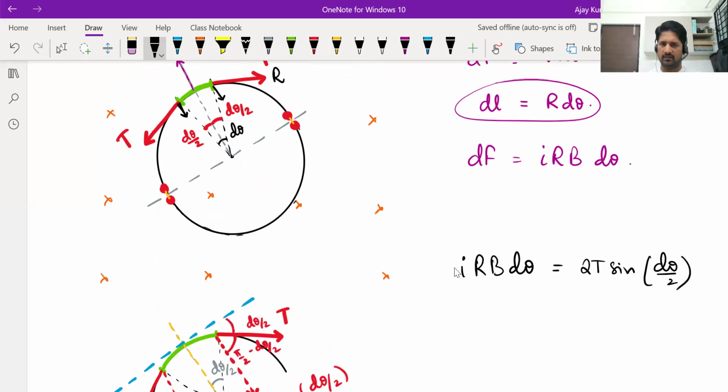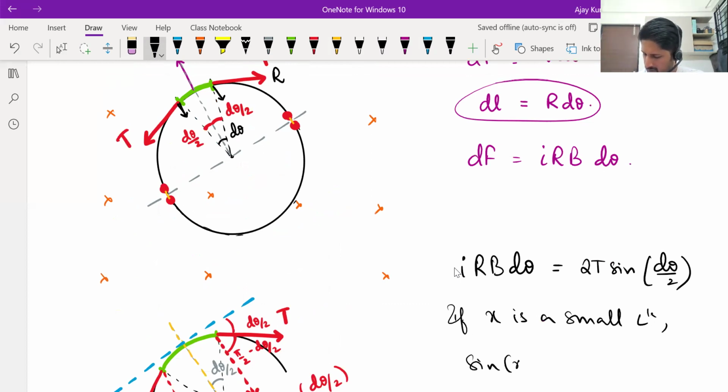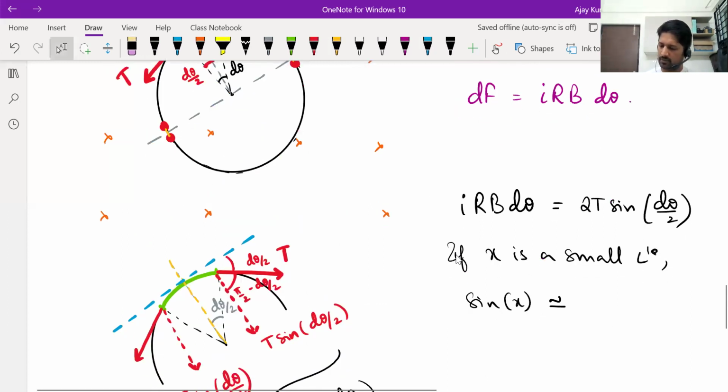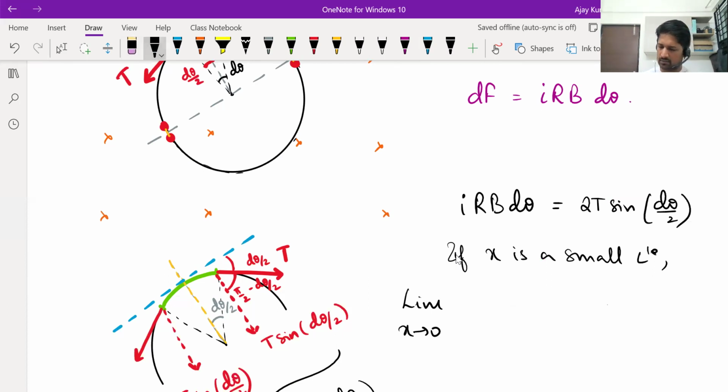Now d theta is a small angle, right? Then d theta by 2 also will be a small angle. One of you tell me, if x is a small angle, what is sin x approximately equal to? x. Sin x is approximately equal to x itself. Rishi, Mansa, are you aware of this? It's like limit x tends to 0, sin x by x becomes 1. Sin x by x becomes 1 means sin x tends to x itself, when x is a small angle.